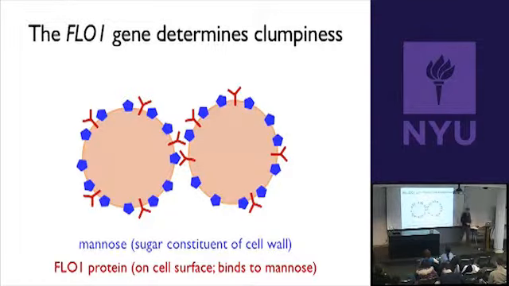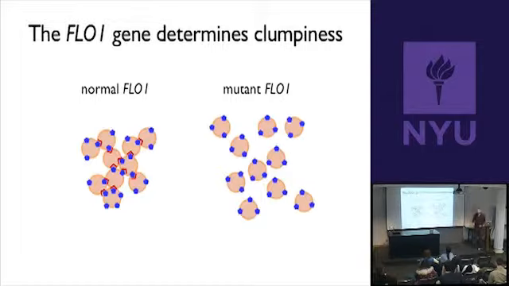And so if you have cells that have a normal FLO1 gene, those cells are sticky to one another because they're making this protein that binds the mannose and that makes these clumps of cells. If you have a mutant FLO1 gene, then no receptor is made. The mannose is still there, obviously. But these cells don't stick to each other anymore because they don't have these receptors there to bind the mannose. And so the yeast strains that are used to make clear beers are actually mutants.